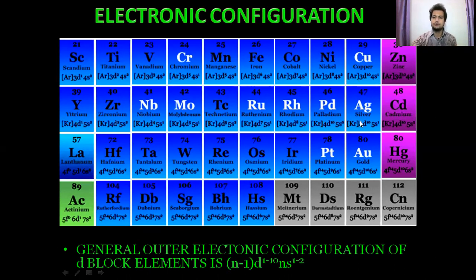If it is 5, it is 4. If it is 6, it is 5. If it is 7, it is 6. So it is always (n-1)d, 1 to 10. So it will take electrons from 1 to 10. And in ns, in your last shell, you will have either 1 or 2. Okay, so that will be the general configuration of d block elements.